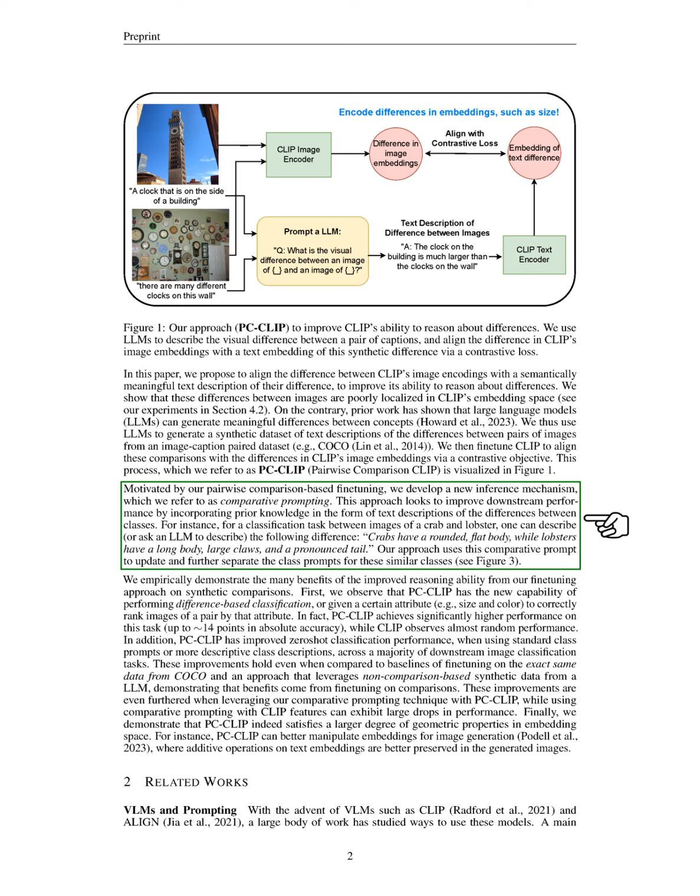Building on our pairwise comparison approach, we develop a new inference method called comparative prompting. This method aims to enhance performance by incorporating prior knowledge in the form of text descriptions of class differences. For example, when distinguishing between images of a crab and a lobster, we can describe their differences, such as the crab's rounded body versus the lobster's long body and large claws. We use this comparative prompt to refine and differentiate the class prompts for these similar categories.